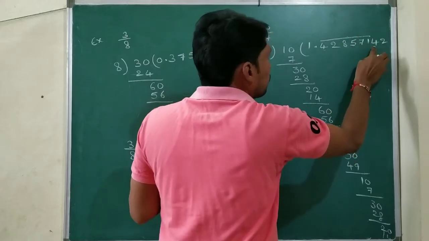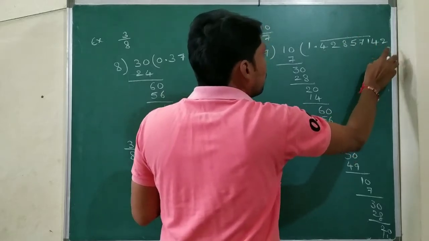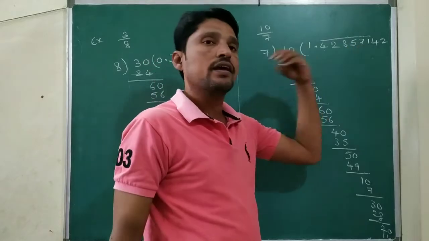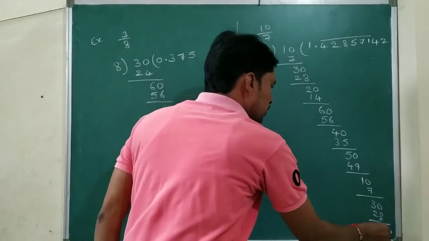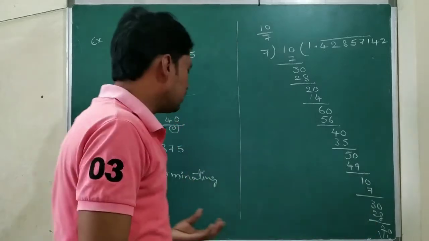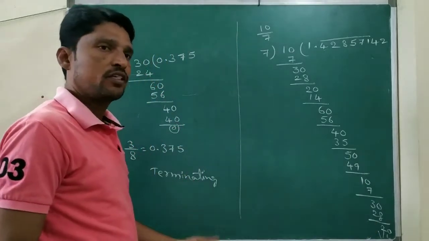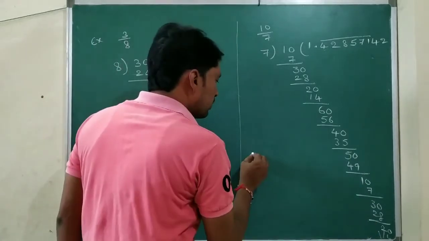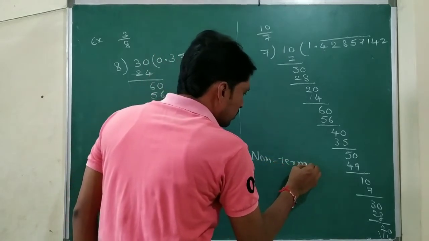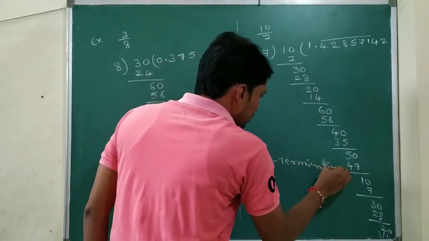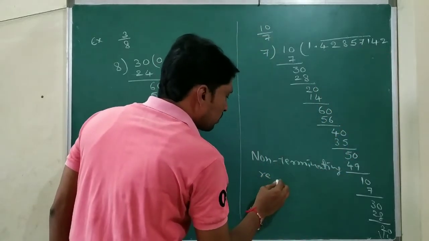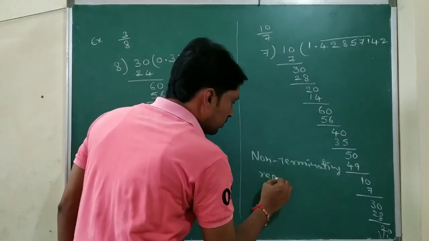After that the decimals are repeating, 4 2, again next we are getting 8 5 7 1, like that only it is going on. So we are not getting the remainder 0. If we get the remainder 0, it is a terminating decimal. Since we are not getting the remainder 0, it is non-terminating, and the decimals are repeating. Non-terminating repeating decimals are recurring decimals.